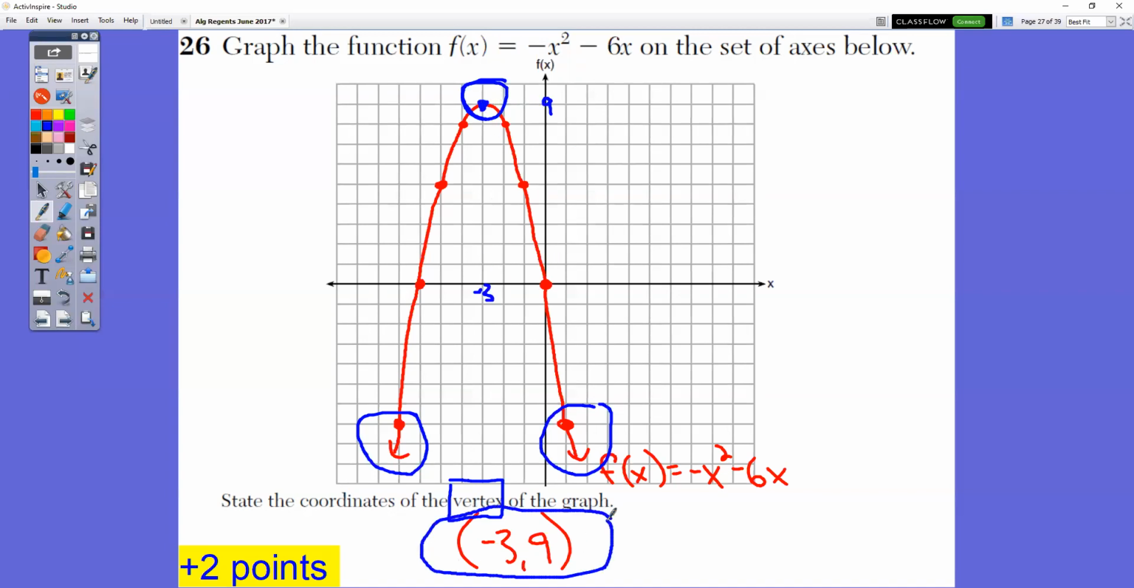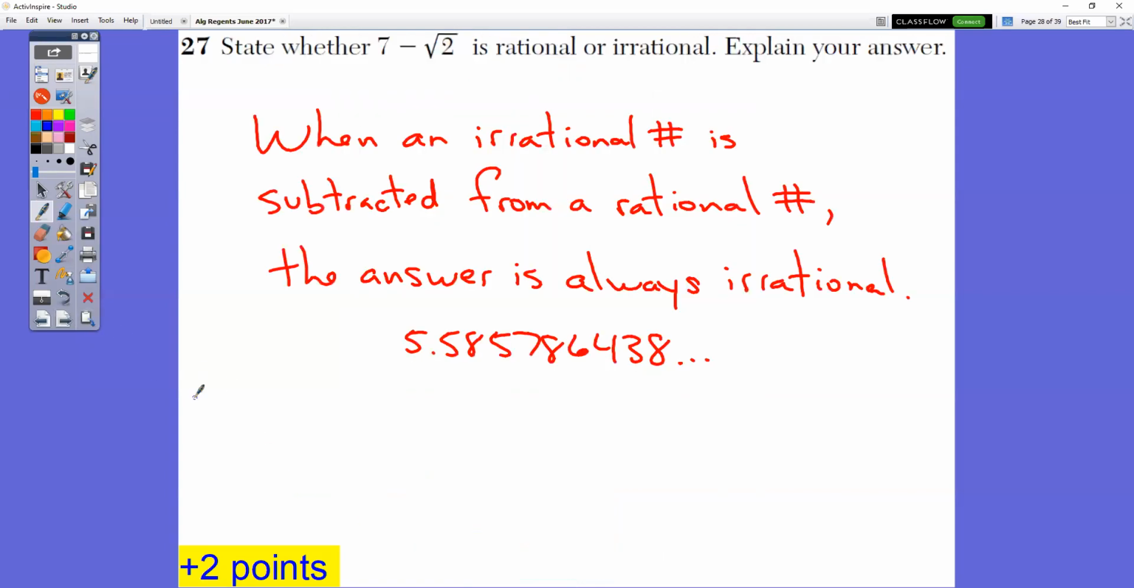Make sure that you wrote it inside parentheses with a comma. If you do not put the parentheses, you cannot get full credit, all right? They're very, very, very picky. So the graph is worth 1 point. The vertex is worth 1 point, all right? Take a look at 27.